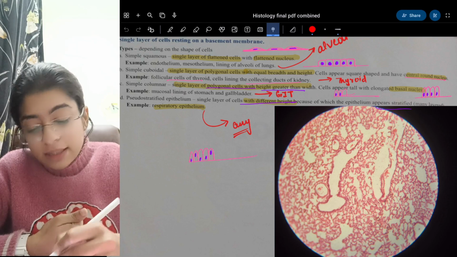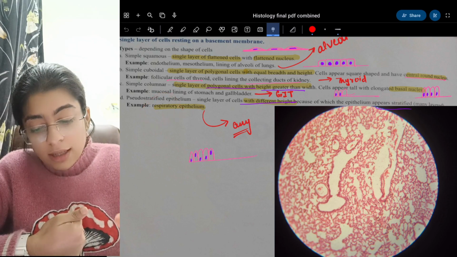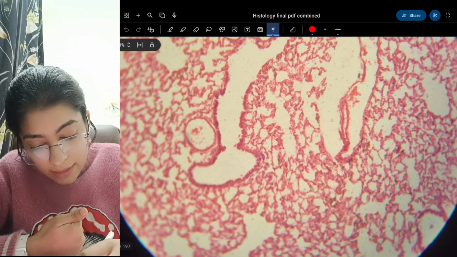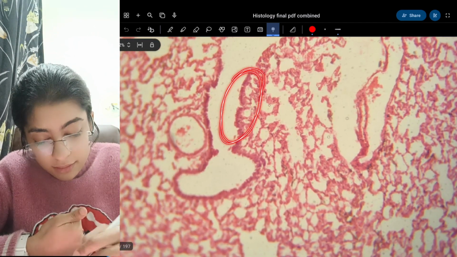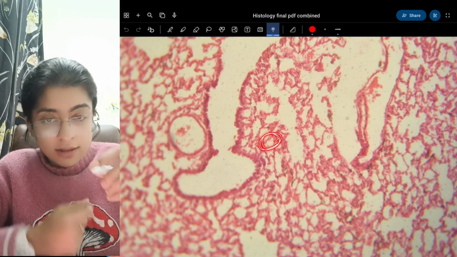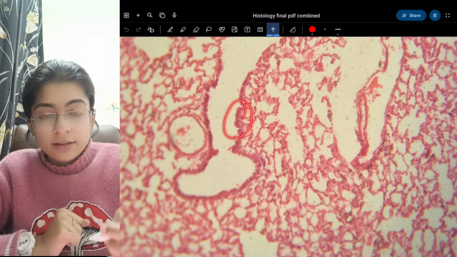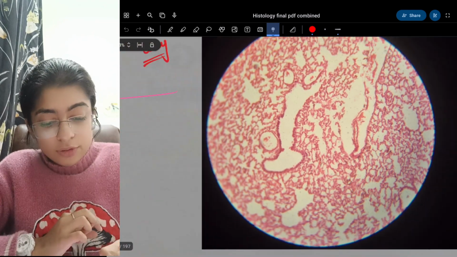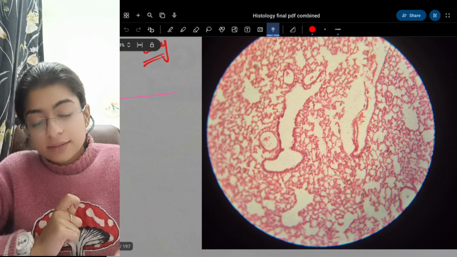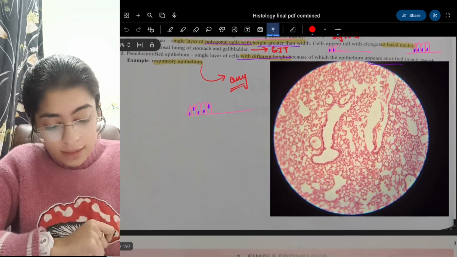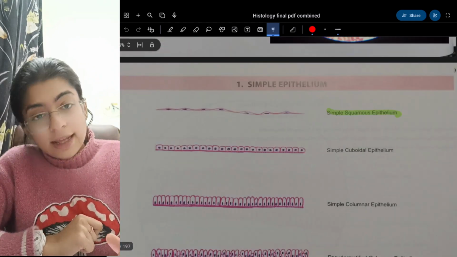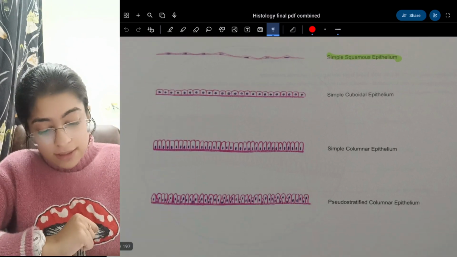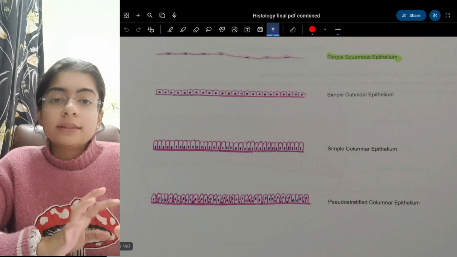The example is the respiratory epithelium, which you can see here. This one looks like a single layer and this looks like multi-layer, so you can see the difference between the epitheliums. This is pseudostratified, and this is the simple squamous of the alveoli. These are the diagrams given in the manual as well. You can compare these diagrams with my diagrams, and this will help you draw in the exam as well.